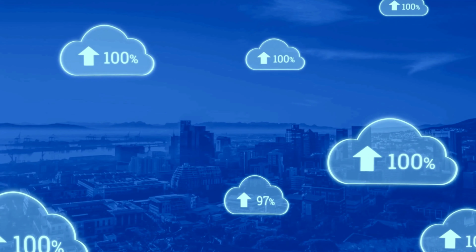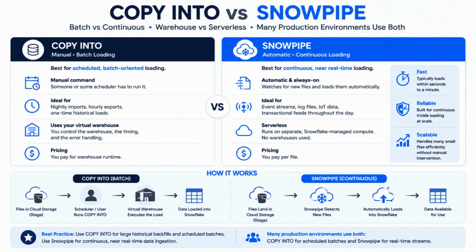When to use which? Copy into for batch loading, nightly imports, hourly exports, one-time historical loads. You control the warehouse, the timing, and the error handling. You pay for warehouse runtime. Snowpipe for continuous loading, data that arrives throughout the day, many small files, near real-time requirements. It's serverless, automatic, and you pay per file.